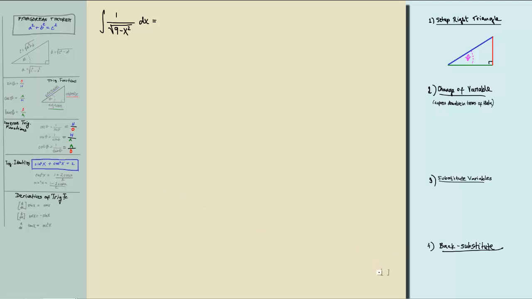Welcome again, and now we will do trigonometric substitution. So the first thing is to recognize whether we can use trigonometric substitution.